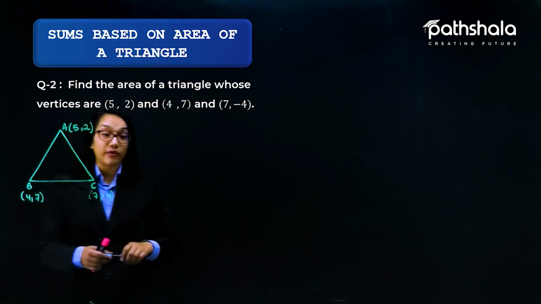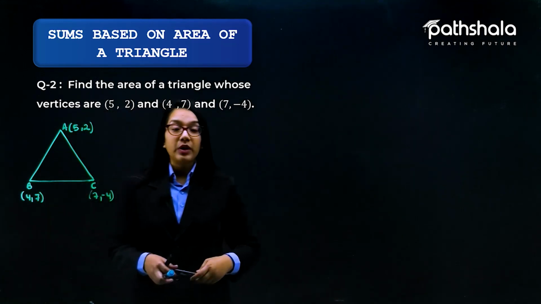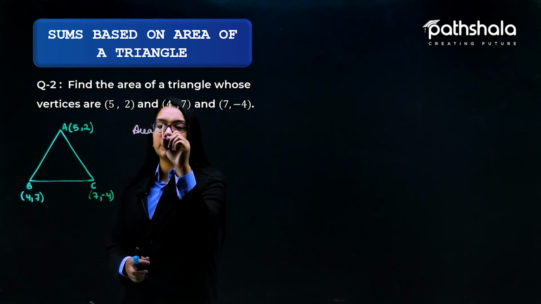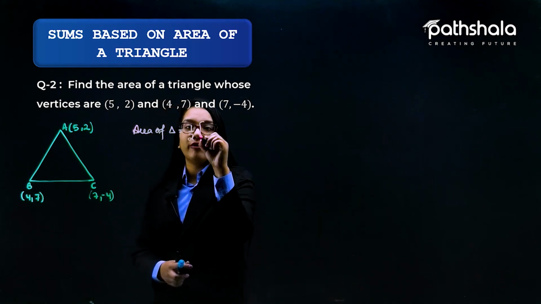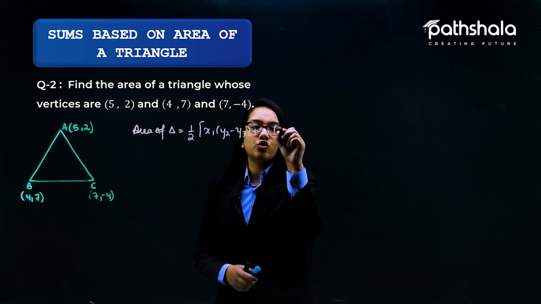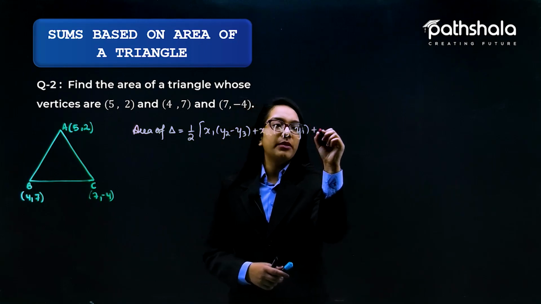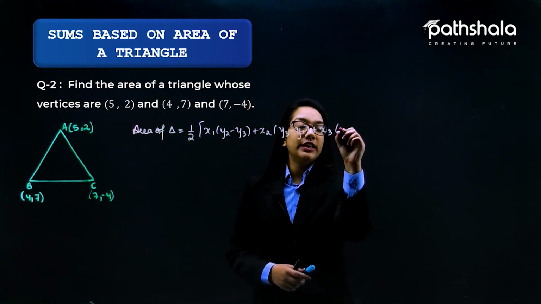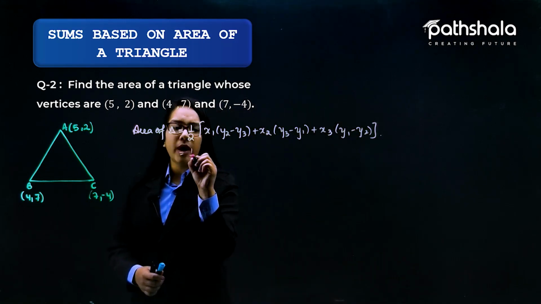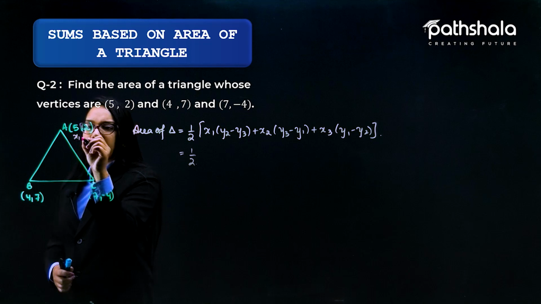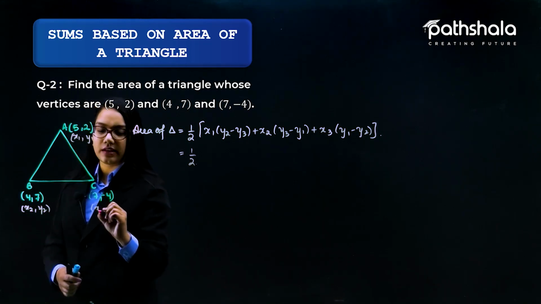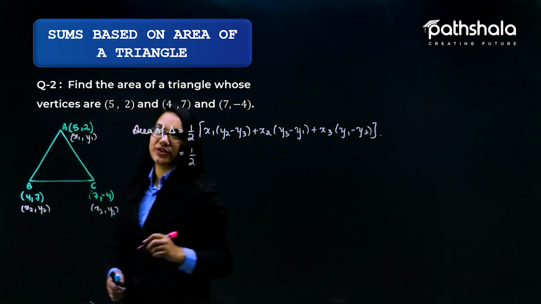Now we do know how we can find the area of a triangle using the vertices of that triangle. The area of a triangle is equal to half of x1 times (y2 minus y3) plus x2 times (y3 minus y1) plus x3 times (y1 minus y2). This is nothing but the area of the triangle. Let's plug in all the values over here, as we are taking x1, y1 as this, x2, y2 as this, and this is our x3, y3. So let's just plug in the values.